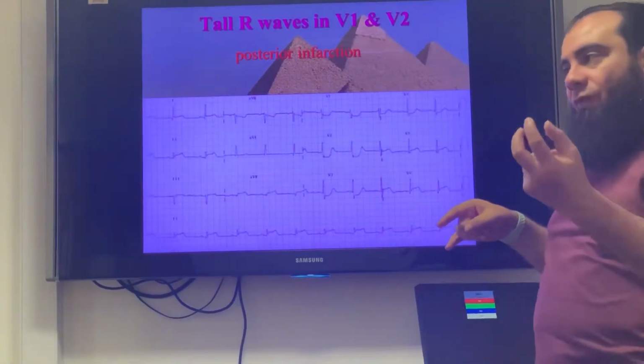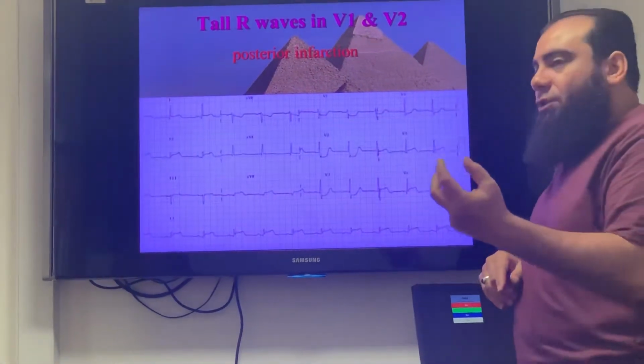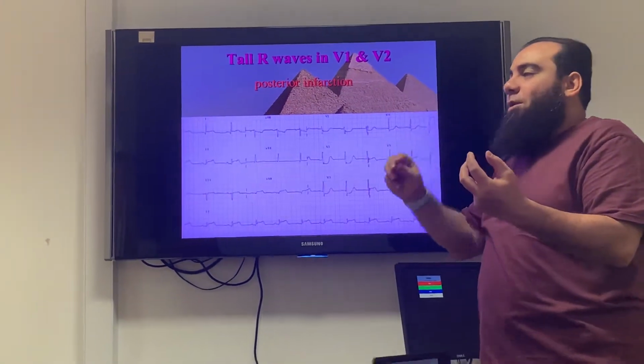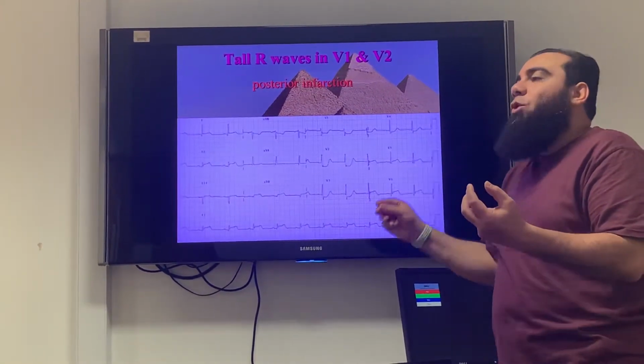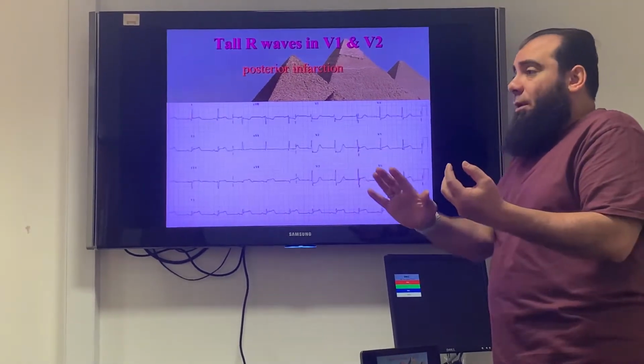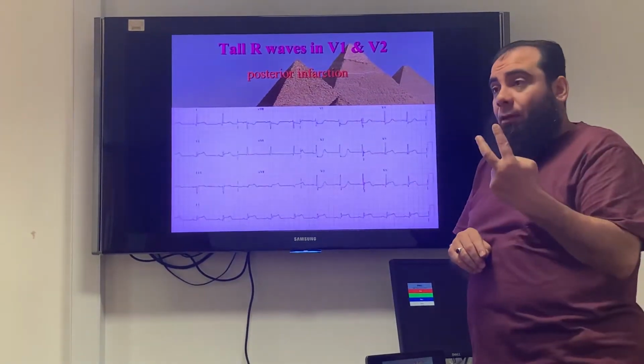So when we get an inferior infarction, you can just see it here. When we see an inferior infarction with that picture in V1 and V2, we need to understand whether the patient has a posterior involvement or not. Some patients can come with posterior only, without inferior, that's fine. What we have to do here, two things.